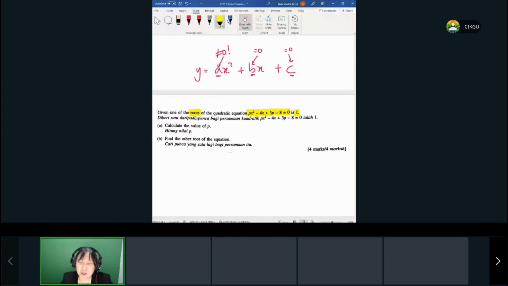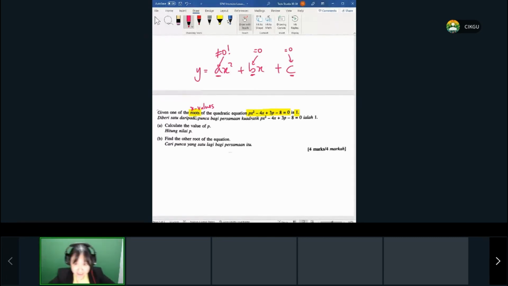If you don't know what roots mean, you cannot do the question. X when y is 0, very good. But Jing Hao, for this question there is no y value, because one side of the equation is already equal to 0. But it doesn't matter. To simplify, every time you see this keyword roots, that means x values. X values of a quadratic equation. That's the meaning of roots.